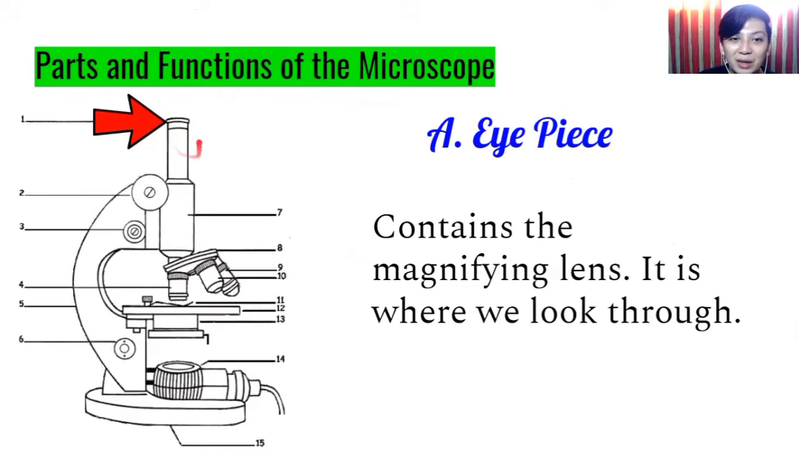And this is where the eyepiece is located. It contains the magnifying lens. It is where we look through. So, dyan natin ilalagay yung eyes natin for us to see the specimen or the object.